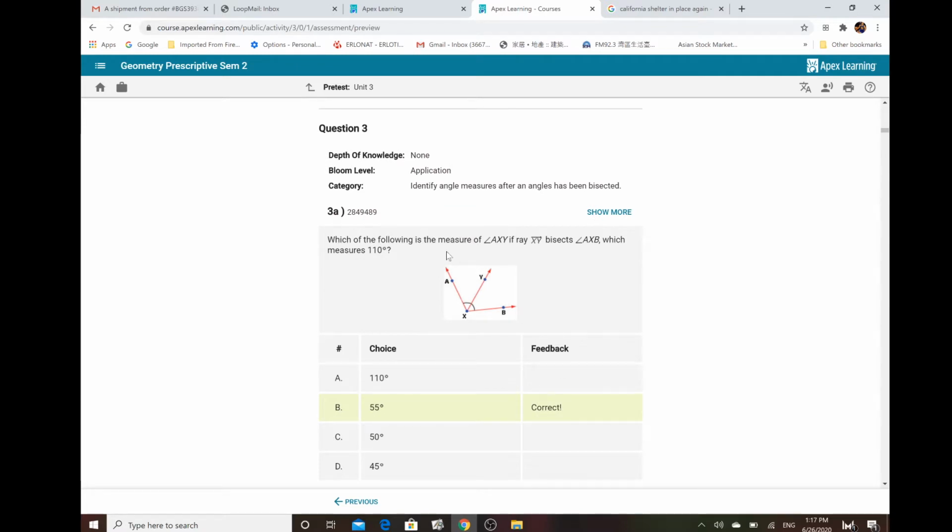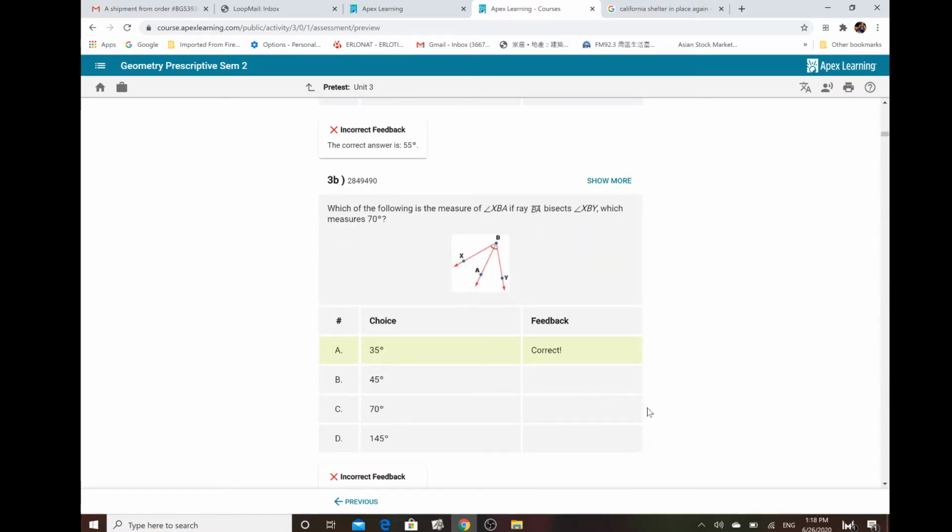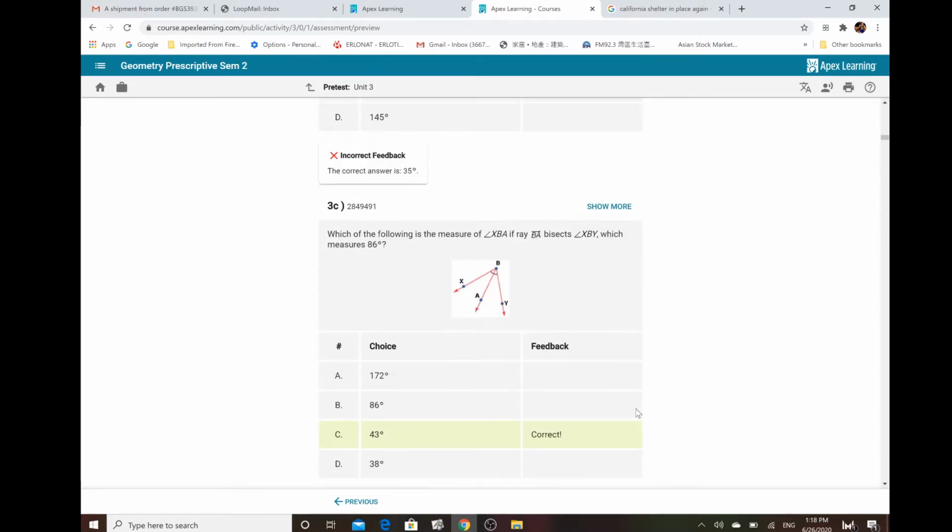And which of the following is the measure of angle AXY if ray XY bisects angle AXB? Which measures 110 degrees? Bisect means you want to take half of it. So half of 110 is 55 degrees. Here's another one: half of 70 is 35. And half of 86 is 43.